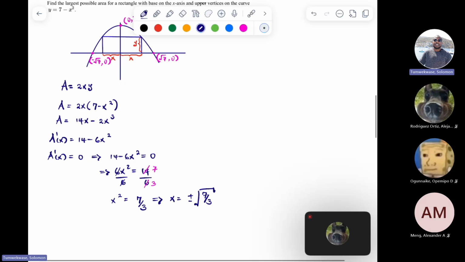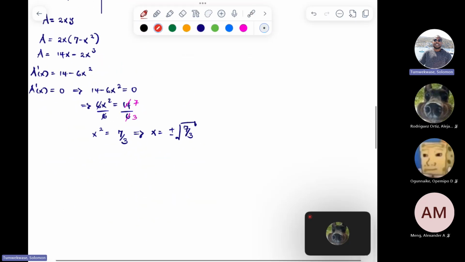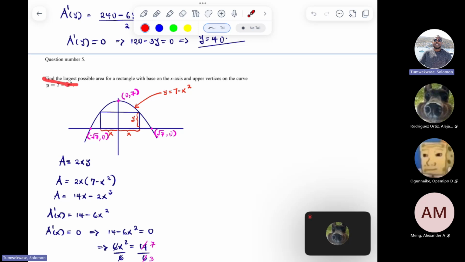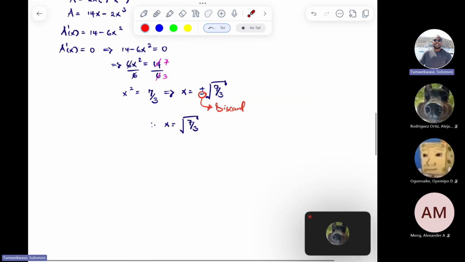Once again, x is the length of a rectangle. So even before I check the second derivative, I know that the negative value should not be there because it's a length. So therefore, my x is just the positive square root of 7 over 3. And this time we want to find the largest possible area.